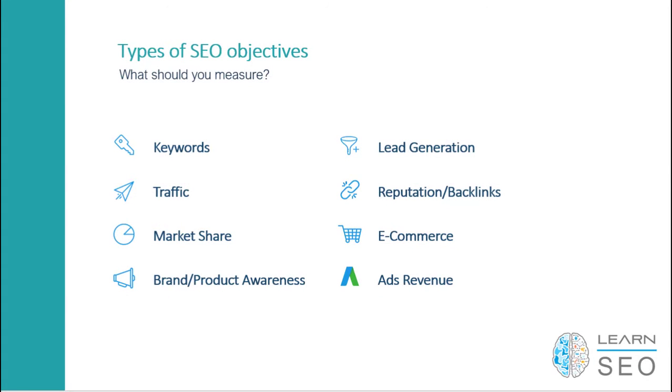Next, we're going to look at the different types of objectives, and this is really what you should be measuring. Now, there are different categories of objectives specifically for SEO, and they're broken down as follows. These are not in a particular order of importance, but they do kind of flow in a logical sense. So the first thing you would want to look for is essentially keywords.